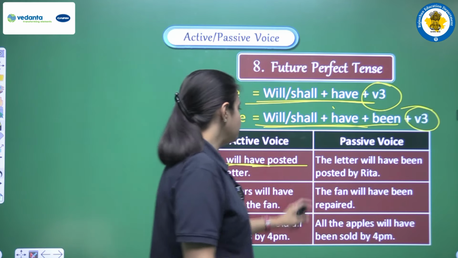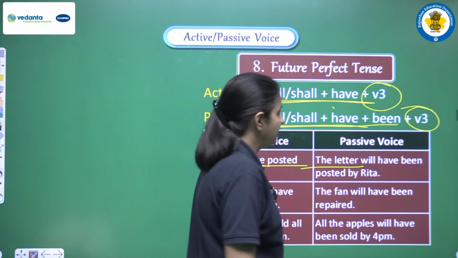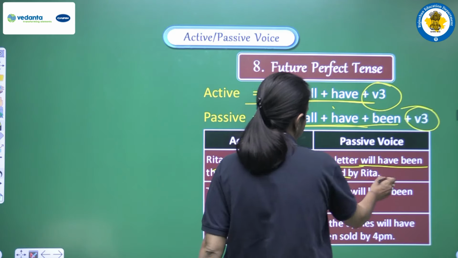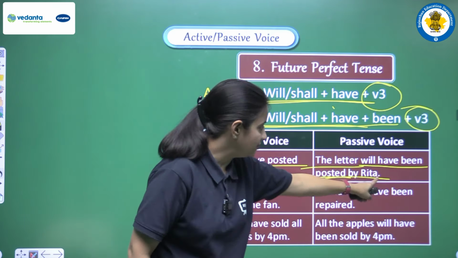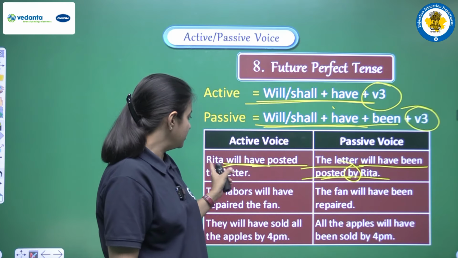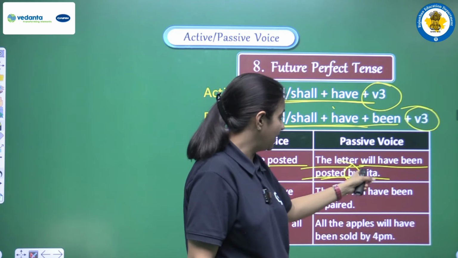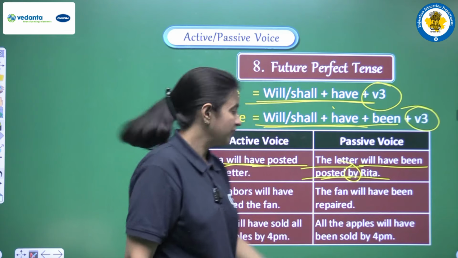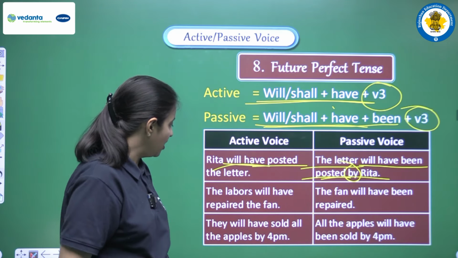Okay, so yes, first of all we are writing the object, the letter, and then our helping verb, that is will have been, third form of the main verb, that is posted, and the subject, that is Rita, that we are writing at the end of the sentence, and yes, we are adding by here. So our sentence is, Rita will have posted the letter, and the passive voice will be, the letter will have been posted by Rita.